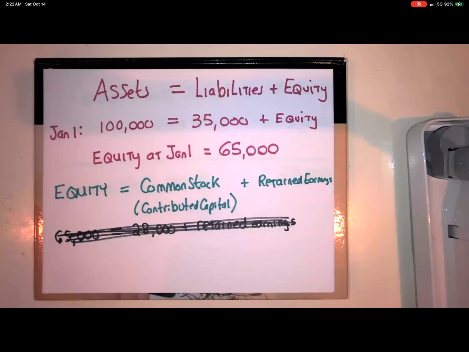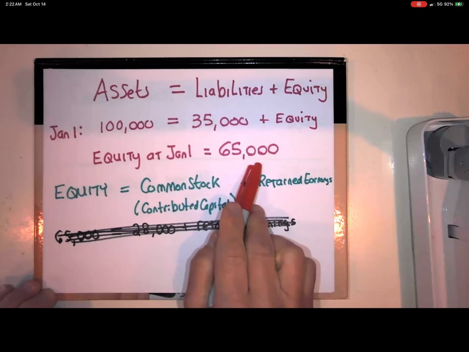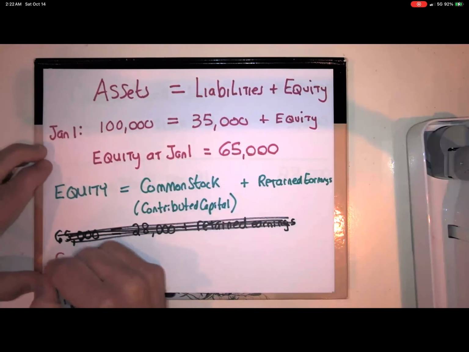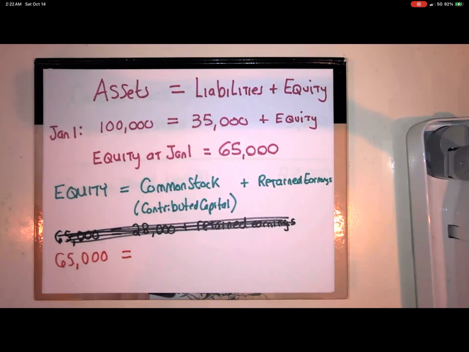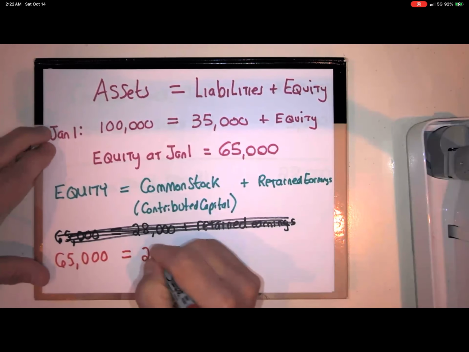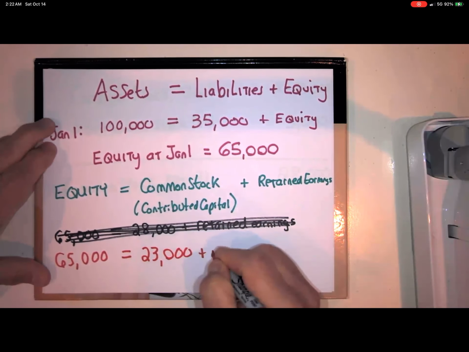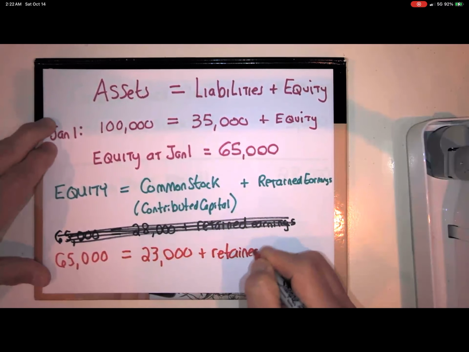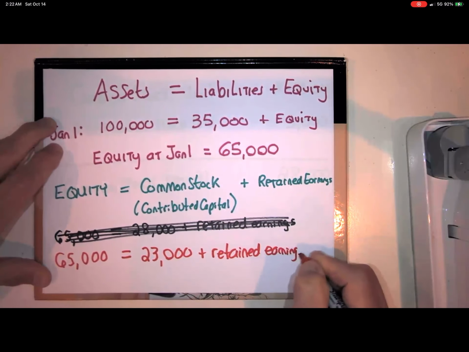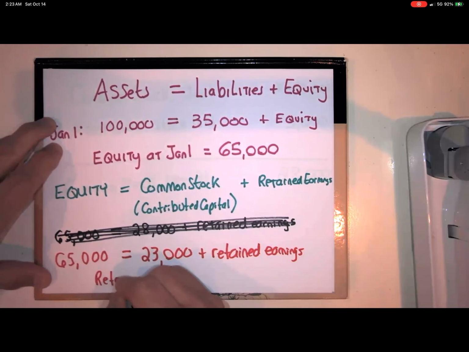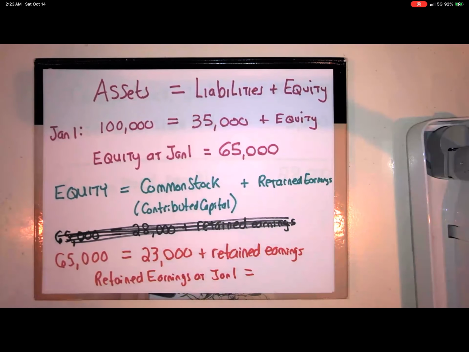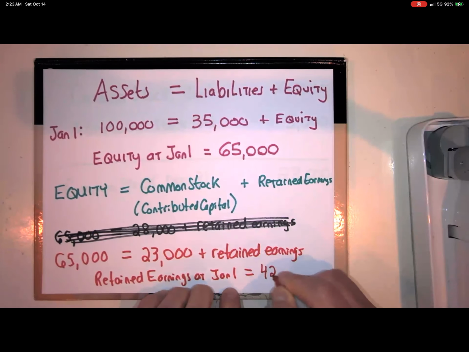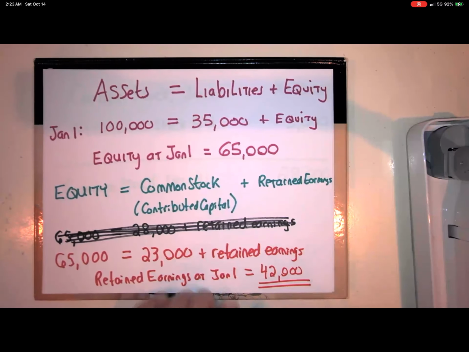Now we know that the equity at January 1st was 65,000. We just figured out the common stock at January 1st to be 23,000, letting us now pretty easily figure out that the retained earnings at January 1st must have been equal to 42,000.